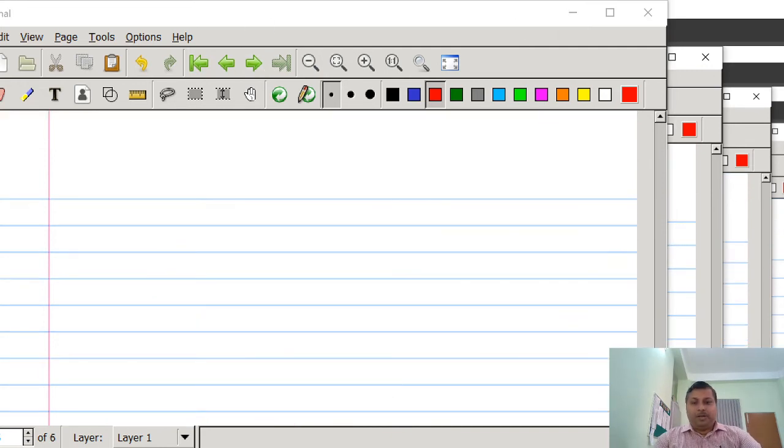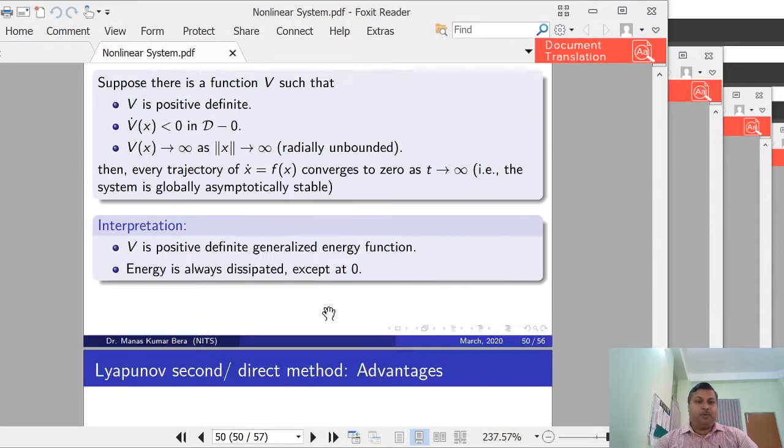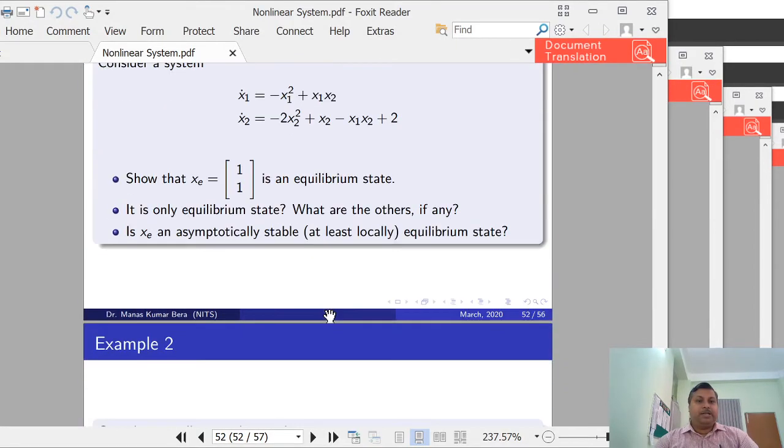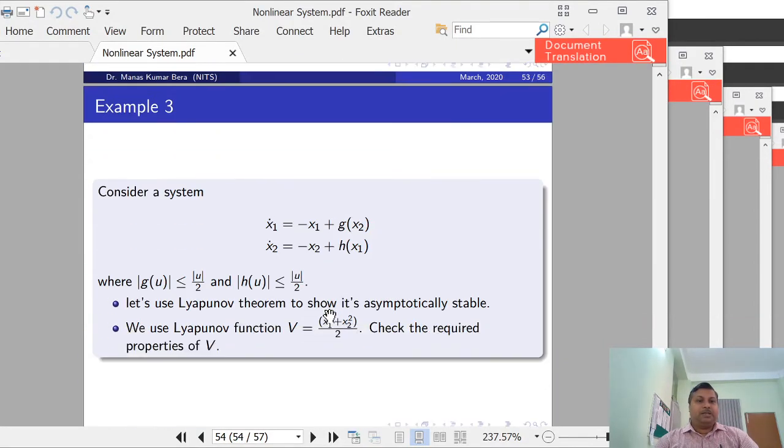Okay, so now we will move to the third problem. Let us see the third problem we are going to solve today. Consider a system. It is also a nonlinear system. That is, x1 dot equal to minus x1 plus some nonlinear function g of x2, and x2 dot is equal to minus x2 plus some other nonlinear function h, which is a function of x1.